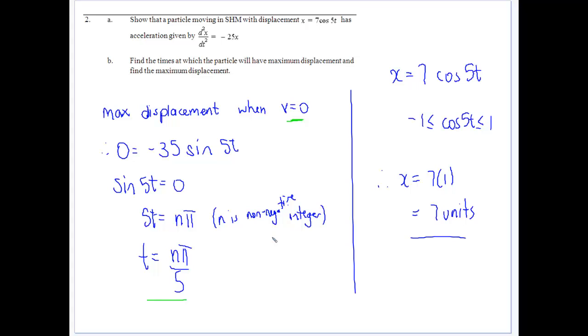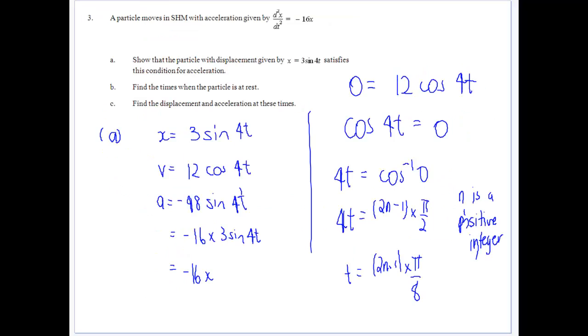Then from that, we can find our maximum displacement by really just looking at the function. Cos of 5t is going to be between minus 1 and 1. So the greatest value it's going to get is 1, and the smallest value is minus 1. So its maximum displacement would be 7 units, because we know it's moving around the line x equal to 0. That's its center.